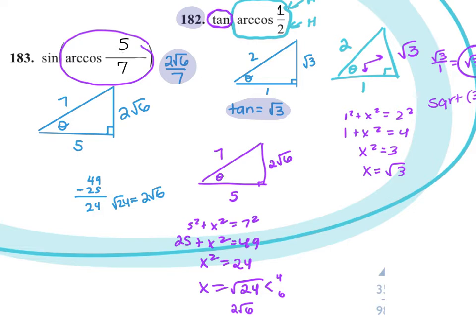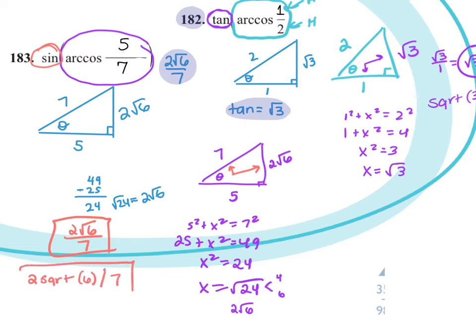So theta's here. The last part says sine. Sine is opposite over hypotenuse. So 2 root 6 over 7 should be the answer. And I would type that in as 2 square root 6 divided by 7. That's how it's going to look if I were to type that answer in on Canvas.